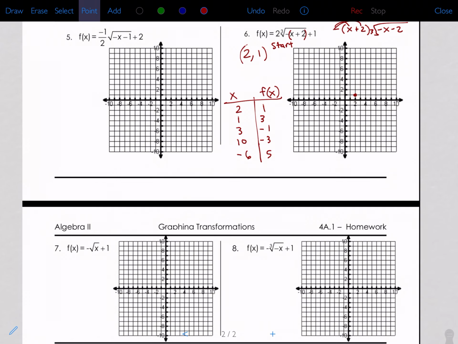Already graphed 2, 1. Let's do 1 on x, and then a 3, which would be right there. So 1, 3. Then we have a 3, -1. So 3, -1. Then we have a 10, -3. 10 down to -3, which will be right there.